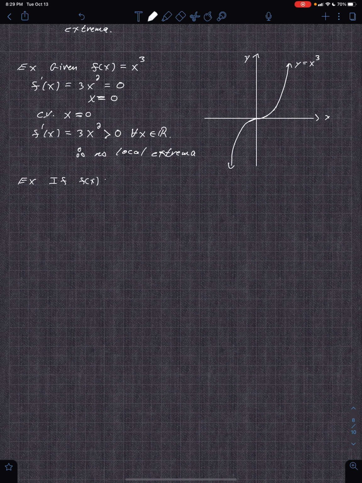If f of x is equal to x cubed plus x squared minus 5x minus 5. And so this is the cubic, so it's still going to have the same basic shape, going down on the left, up on the right, because this is positive and this is odd. And it's going to do stuff in the middle. Just kind of getting ahead of ourselves a little bit.